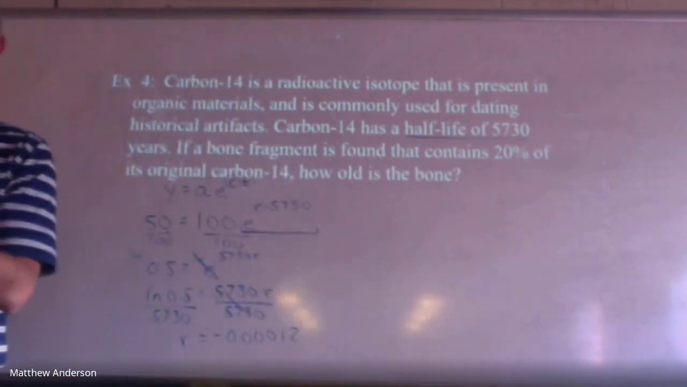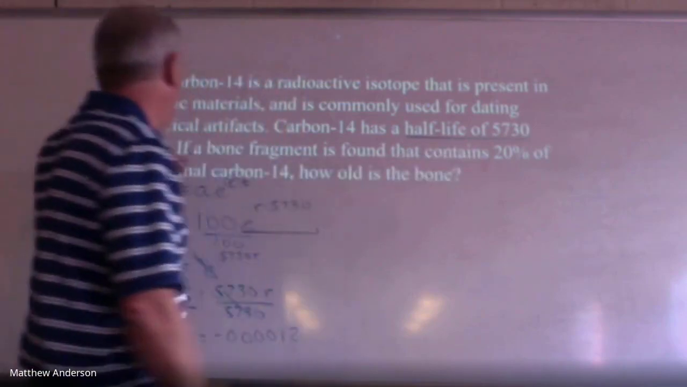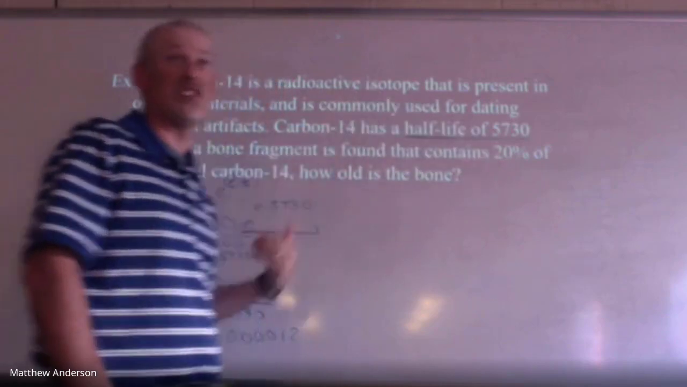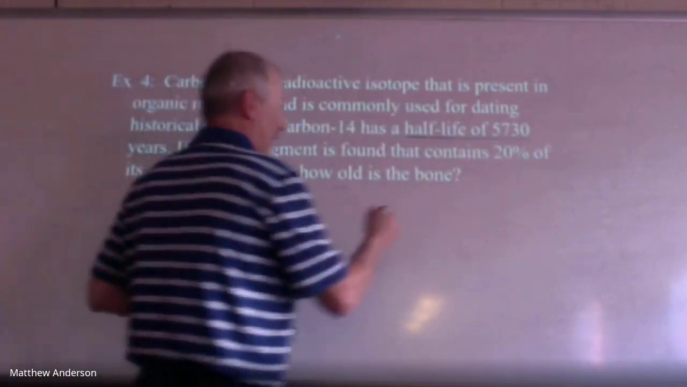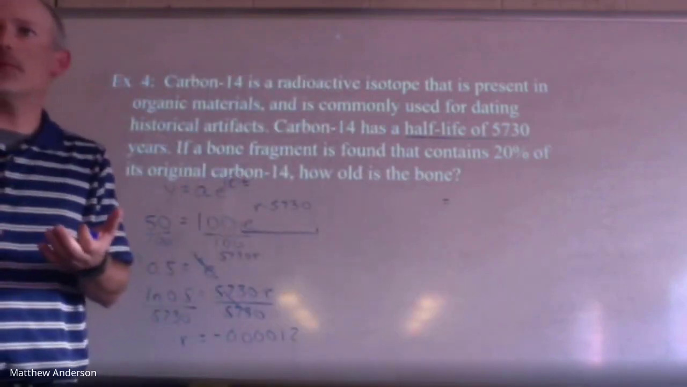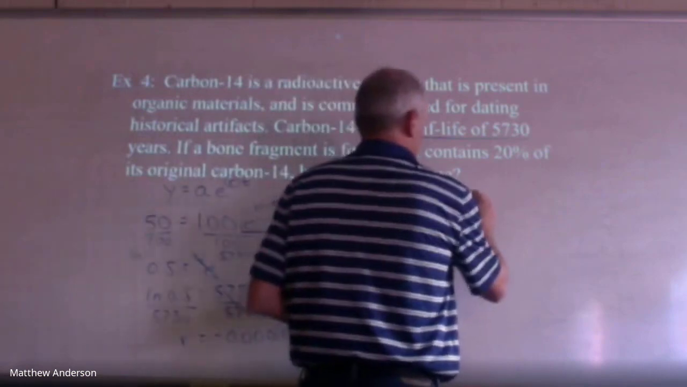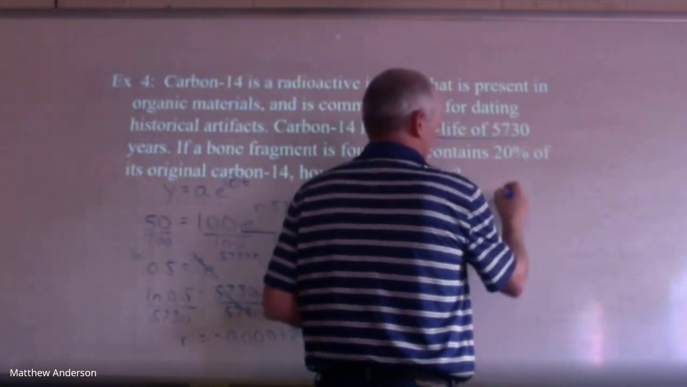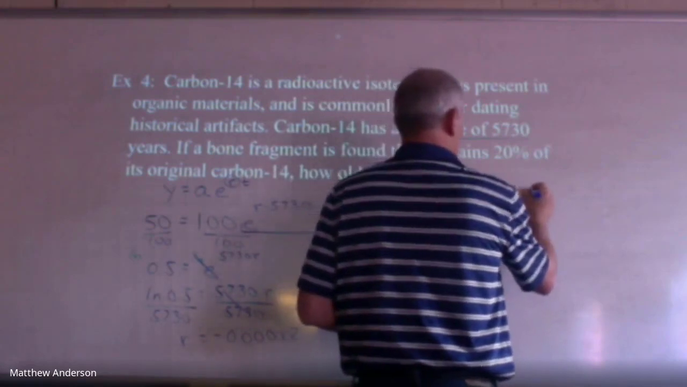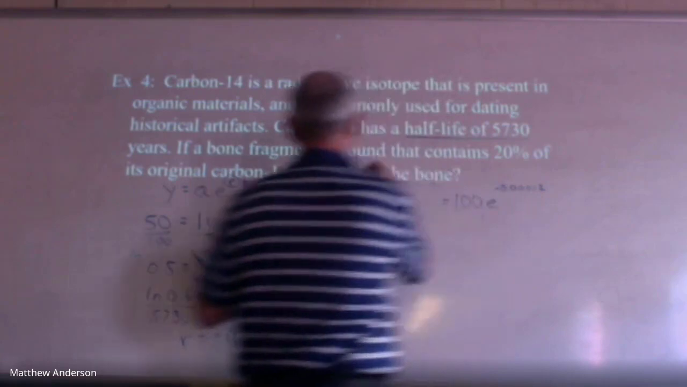We found the rate. Now we have to go to the second part. How old is the bone if it contains 20% of what it originally contained? So we go back to the beginning. Again, what are we using as our starting percentage amount? 100. Then we have E, and then we know what R is this time. It's negative 0.00012.